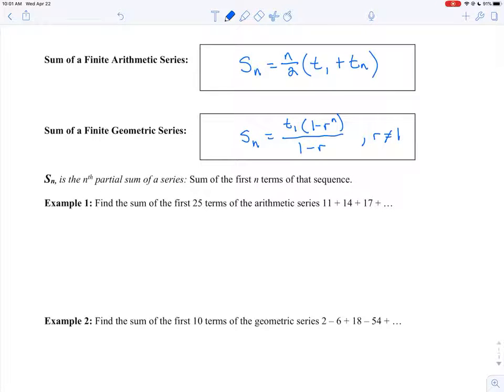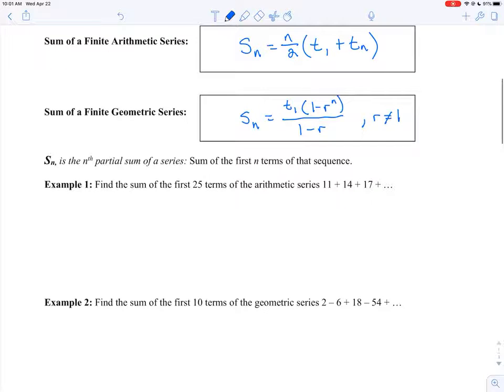All right, so I just explained S sub n, the nth partial sum of a series. That's what we're doing. We're adding up a particular number of terms. So example number 1, find the sum of the first 25 terms. I'm just going to underline that, that's important. Obviously, sum is telling us that we want to use series as opposed to sequence, of the arithmetic series 11, 14, 17, etc. They're telling us this is arithmetic.